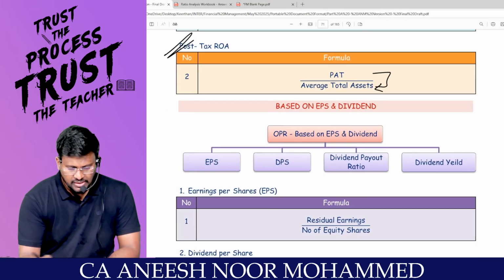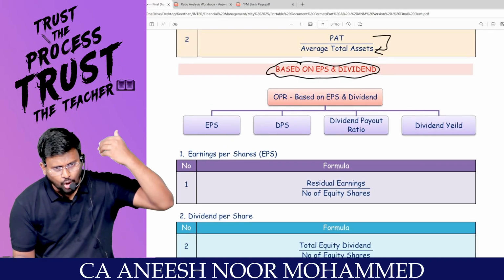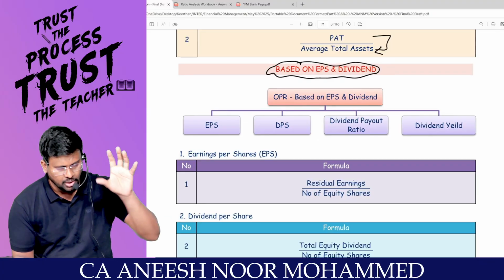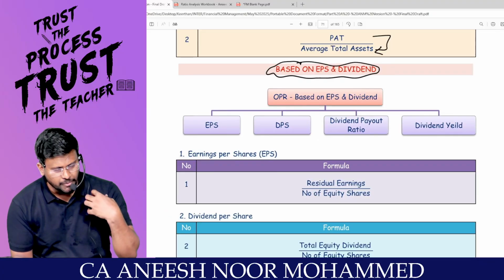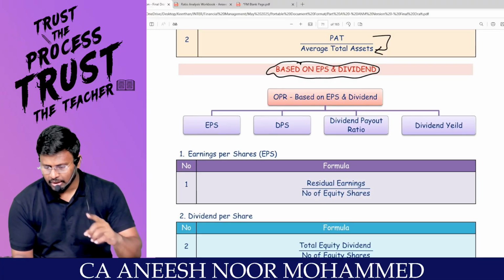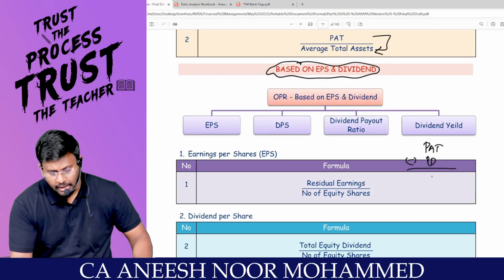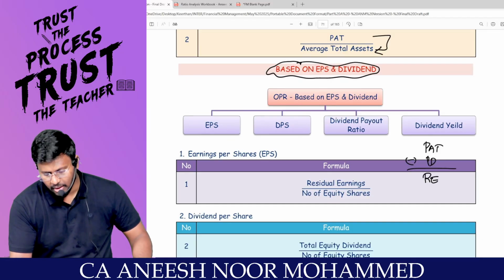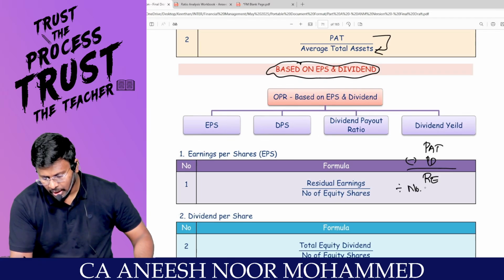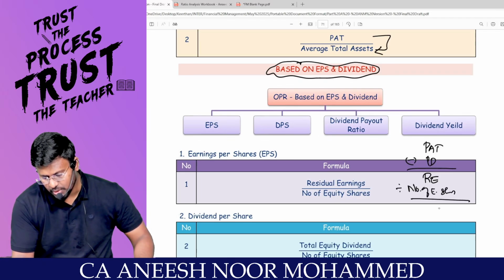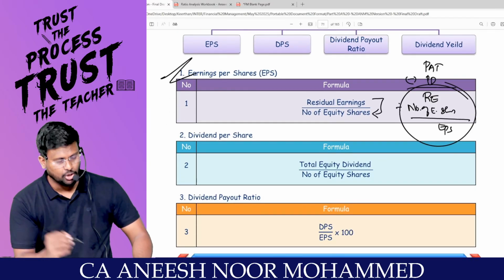Comfortable? Now, what about measures based on EPS and dividend? As we all know, sales minus variable cost is contribution, minus fixed cost is EBIT. From that EBIT, pay the interest and you will get the earnings before tax. Pay the tax and you will get the PAT. From the PAT, we pay the preference dividend. Then you will get the residual earnings, the earnings available to the equity shareholders. Divided by number of equity shares, that is EPS.